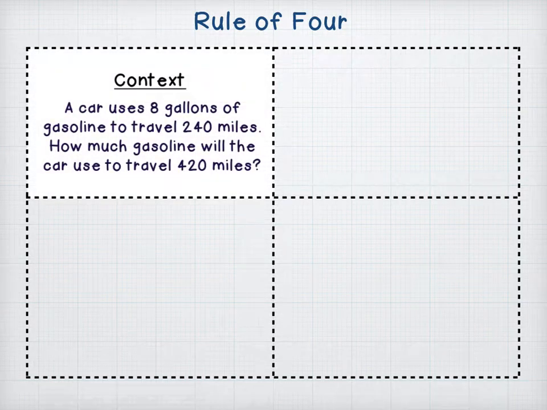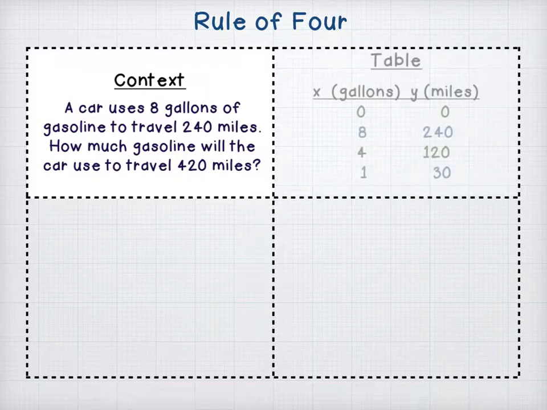I could make a table of values to represent the given information. X could be my gallons and Y could be my miles. I am given 8 and 240 as one of my ordered pairs. I know that 0, 0 would be another ordered pair because if I got 0 gallons of gasoline, of course I would travel 0 miles.